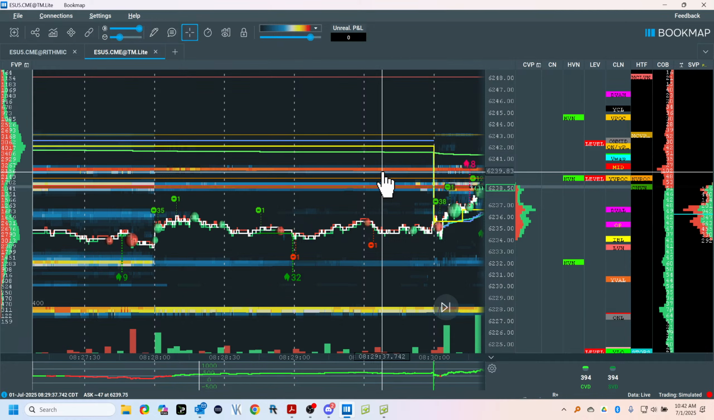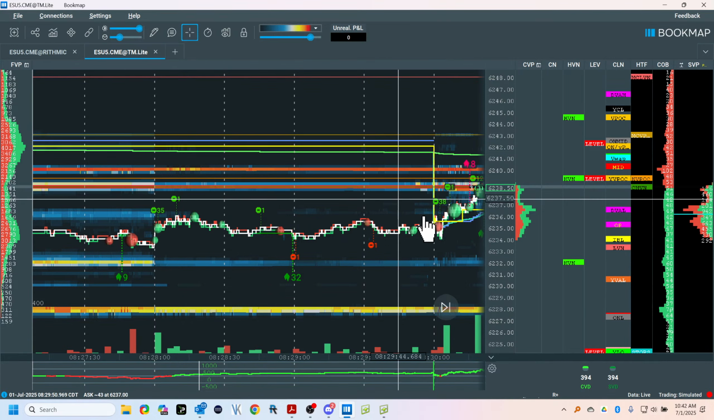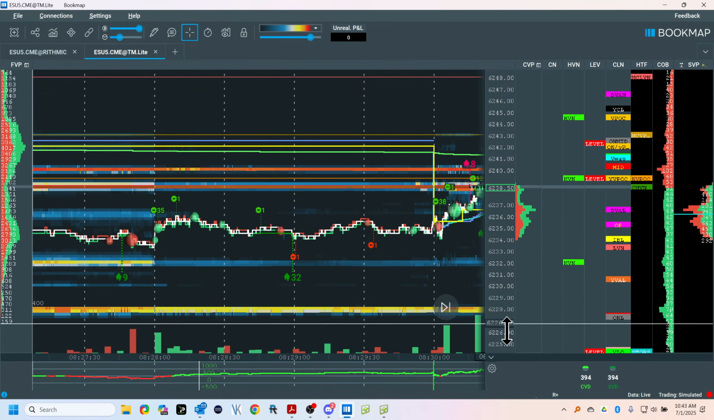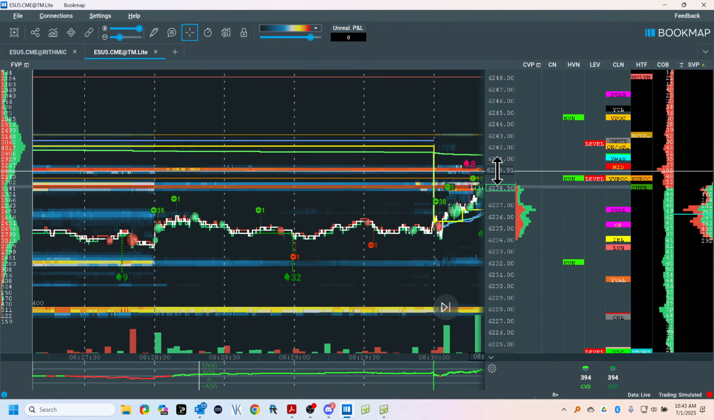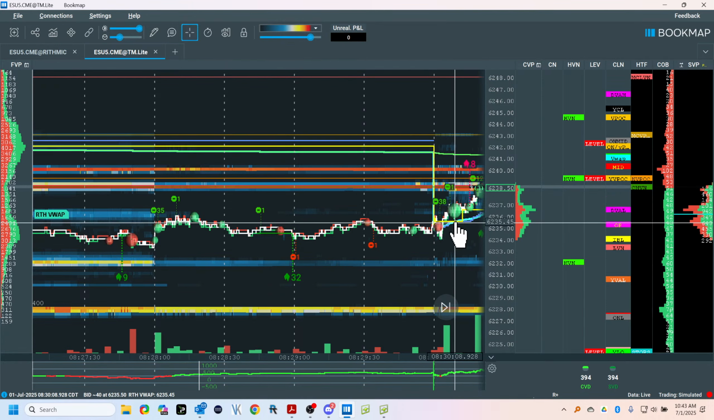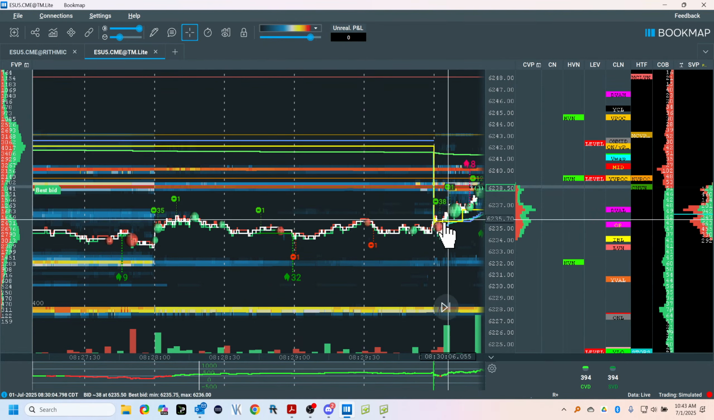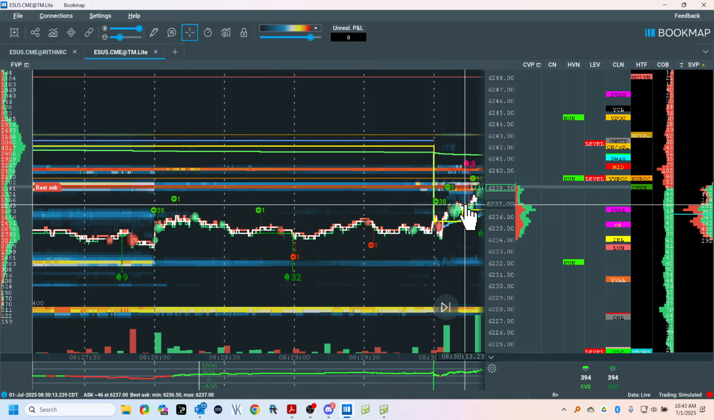Okay. So RTH open, in range, in value. This is called VPOC migration. Now, what VPOC migration is, is the first suggestion of the direction of the market.